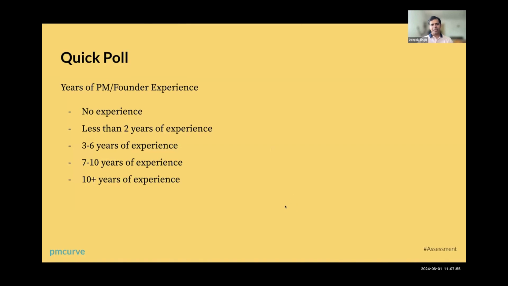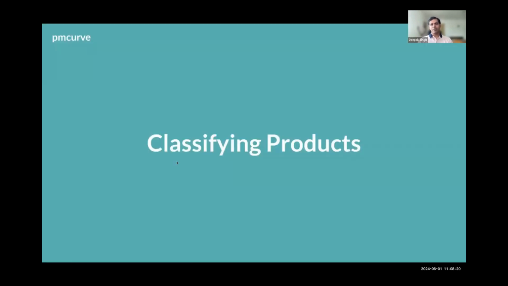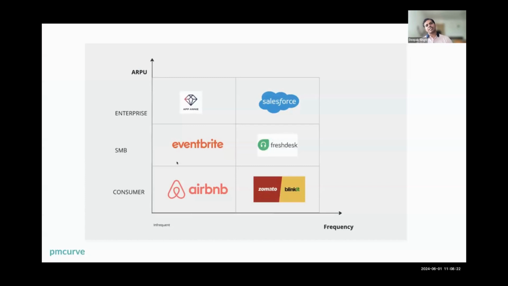Okay. So we have 25% with less than 2 years of PM or founder experience, 3 to 6 years 50%, which is the mid-senior level, 7 to 10 years 10%, and another 5 to 10% with 10 plus years of experience. Looks good. Most of the folks here have built multiple iterations of the product, which is a good thing. So let's go after classifying the products.